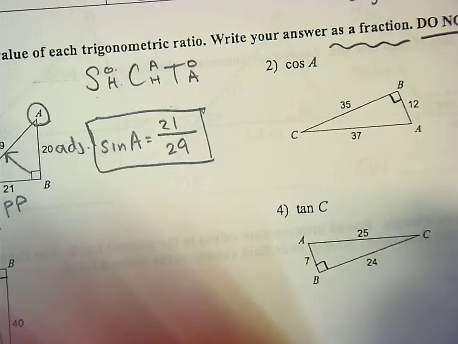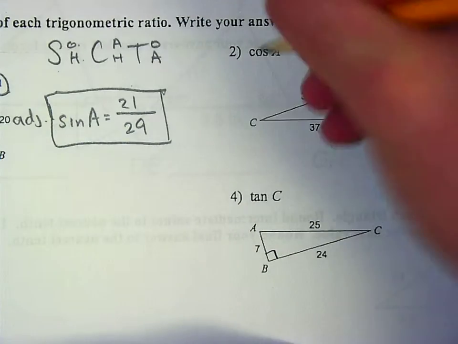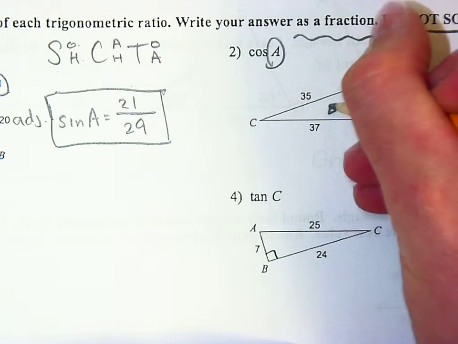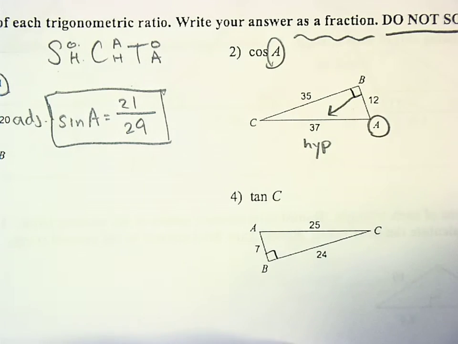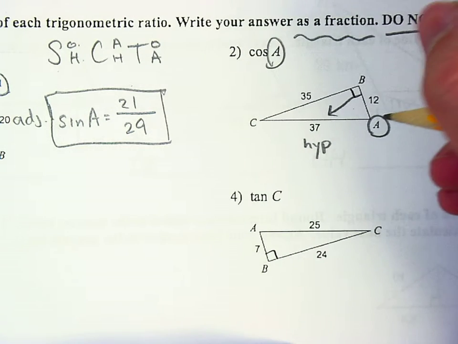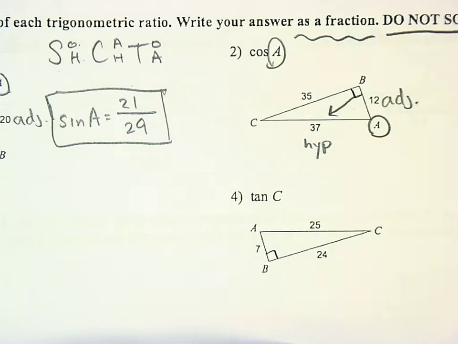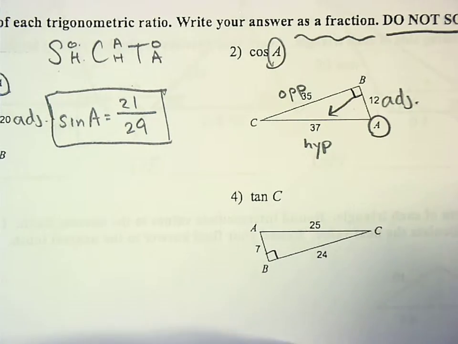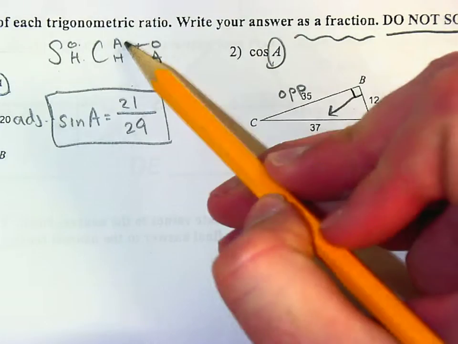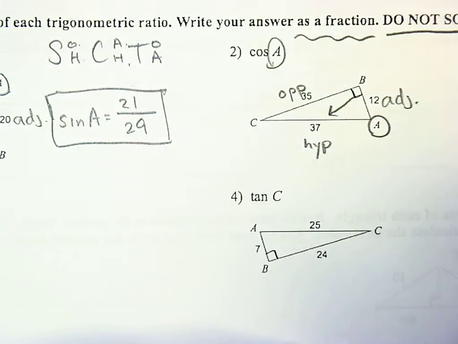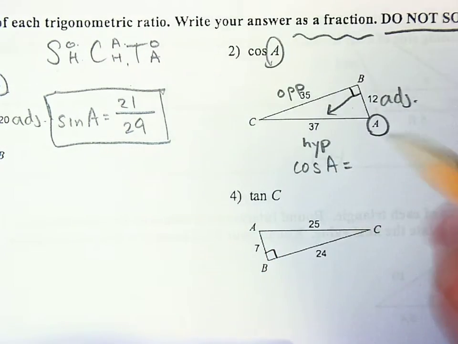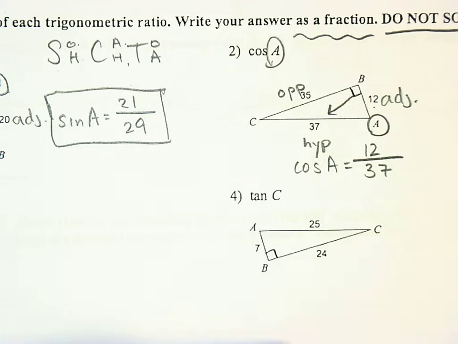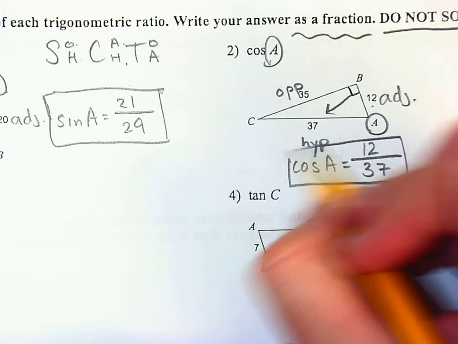Great, so if we look at number 2, they want the cosine of A. Well, again, I'm just going to circle my angle. Then next I'm going to find my hypotenuse. Well, the other side that makes up that angle, that touches that angle, is the adjacent. That means the one that's left is opposite. Great, and they want the cosine of A. I know cosine is adjacent over hypotenuse. So the cosine of angle A is the adjacent, or 12, over the hypotenuse, 37. And again, they want it as a fraction, so just leave it just like that.